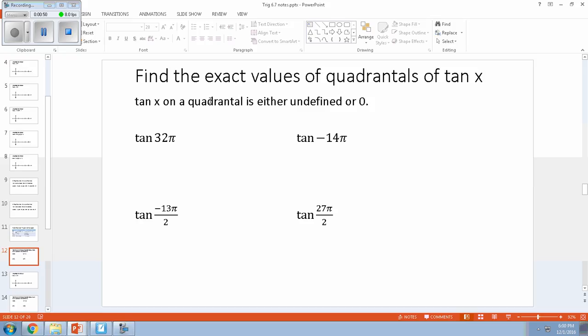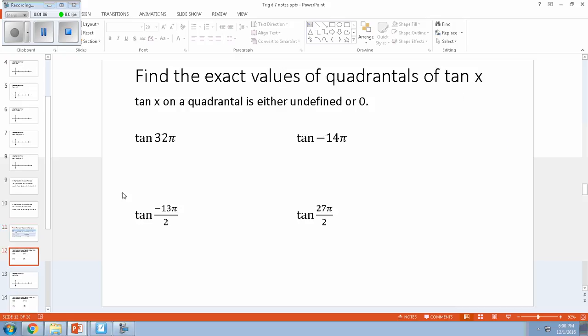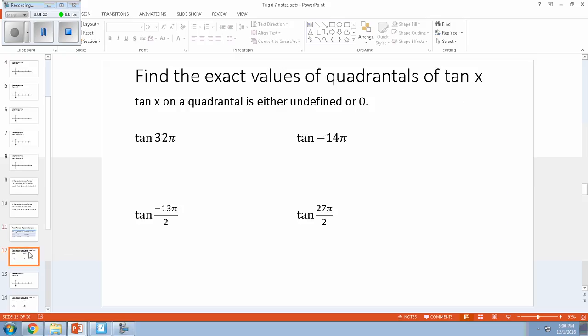So now that you should have had a chance to fill that in, again, feel free to pause this video as you go. We're going to figure out whether the tangent of 32 pi is 0 or undefined. If you look back at your chart, it is an x-intercept when it is pi times a whole number. So since this is a whole number, this means that my value would be 0. So for both of these first two, you should have put 0. And then for both of these second two, negative 13 pi over 2 and 27 pi over 2, that is where your asymptotes are at, which means that your function would give you an undefined answer.